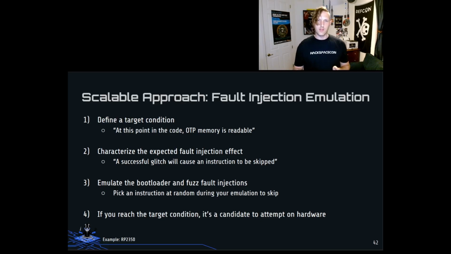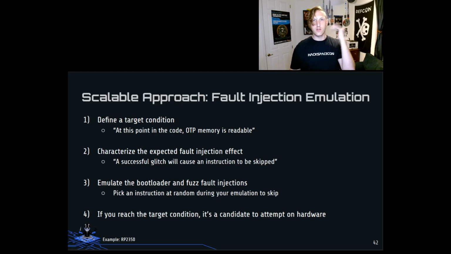For example, we may assume that if I have a successful glitch, it's going to cause an instruction to be skipped. Then if you can emulate the bootloader, you can fuzz fault injections in software. Essentially, if we think that our glitch will cause an instruction to be skipped, then we can pick an instruction at random to skip during our emulation.